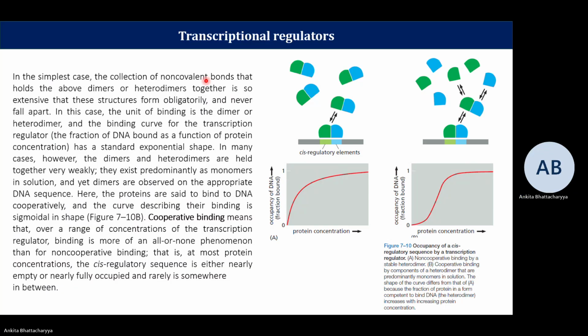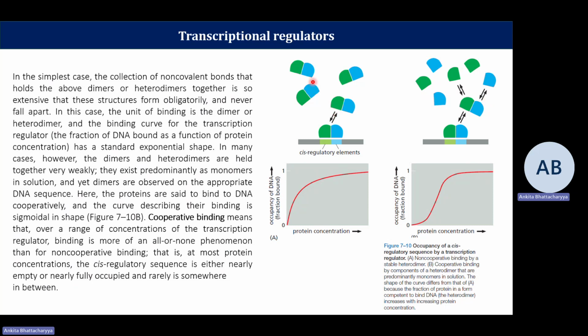And in many cases, these dimers and heterodimers are held quite weakly. They can predominantly exist as monomers in solution, but they can form dimers based on the condition. And what you will see is that the binding curve for the transcriptional regulator is usually of a standard exponential shape, and that exponential shape explains something which we'll come to very soon. In many cases, dimers and heterodimers, if held very weakly, can predominantly exist as monomers in solution, but on the DNA sequence, they might form dimers. So again, keep your eyes here.